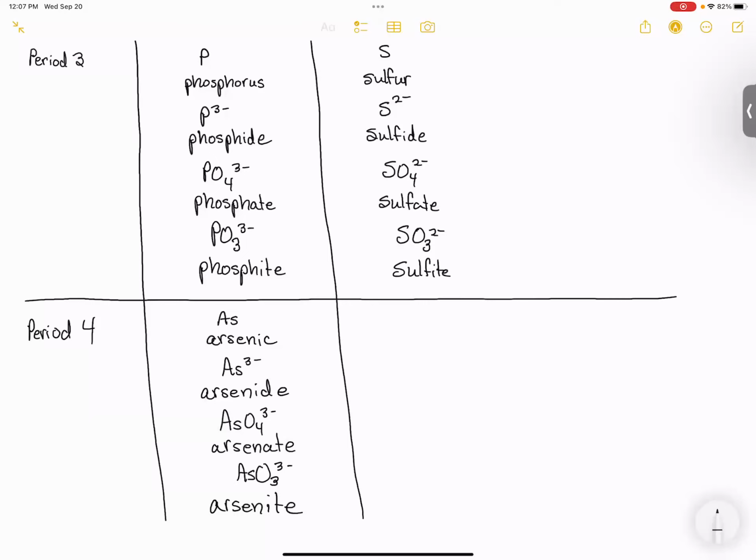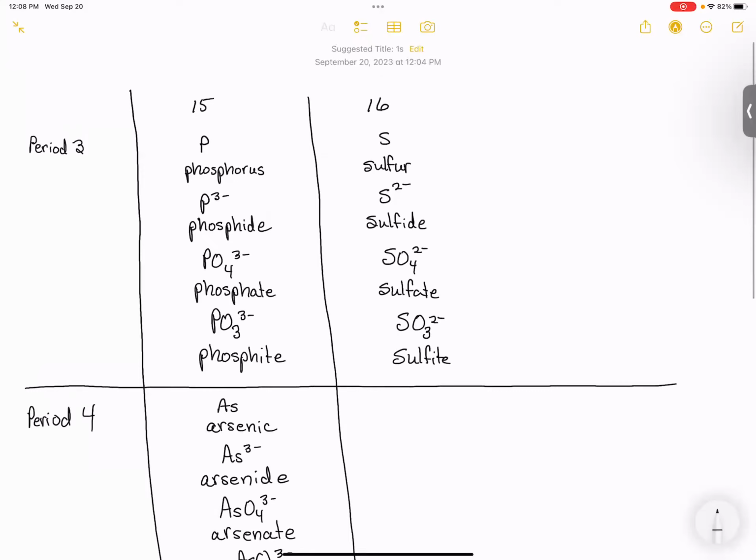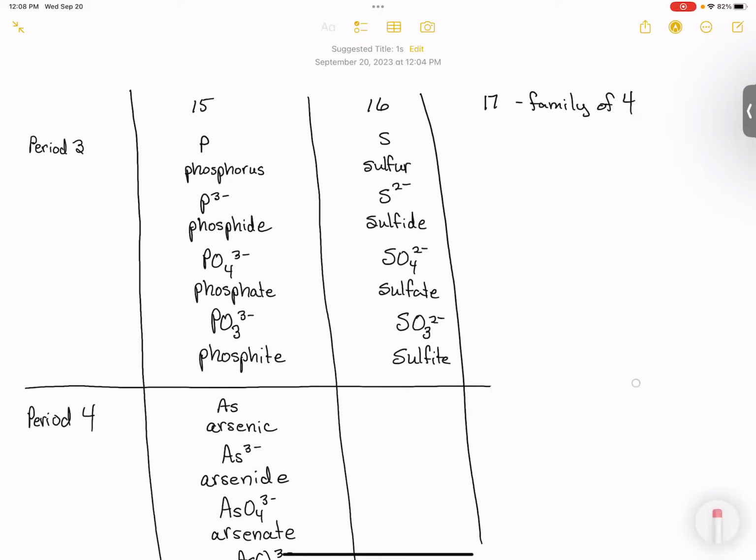That means I don't have to memorize everybody. I just need to understand they behave the same. Now I left off again, group 15 and 16 are families of 2. But group 17 is a family of 4. So we're going to stay in period 3 here.